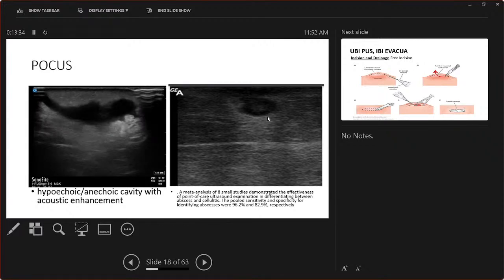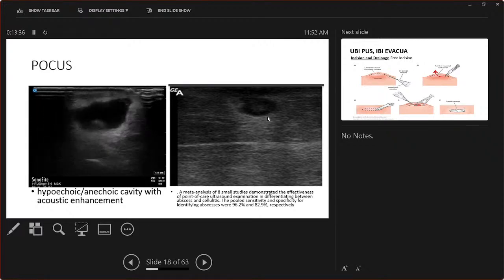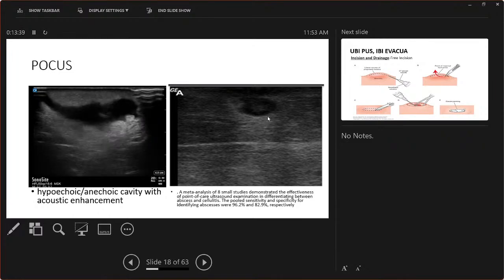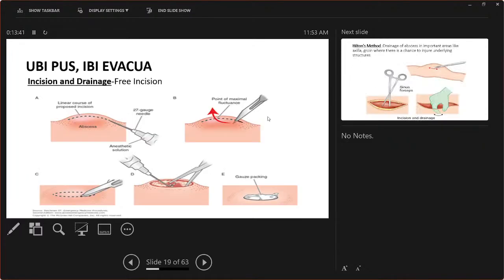The anechoic cavity with acoustic enhancement is present. Management of abscess is by incision and drainage.